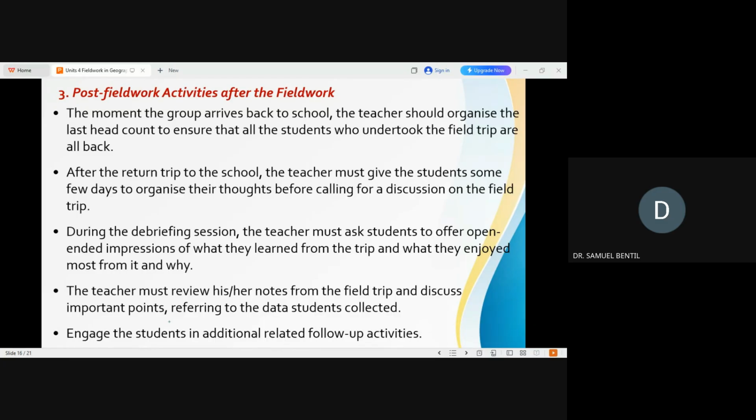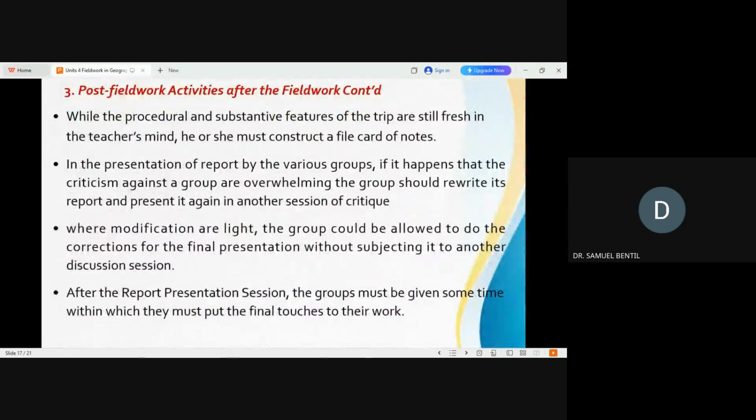The teacher must also review his or her notes from the field trip and discuss important points referring to the data students collected, so that you can help shape their information and also add. Engage students in additional related follow-up activities where necessary. And these are very, very important things in fieldwork activity.